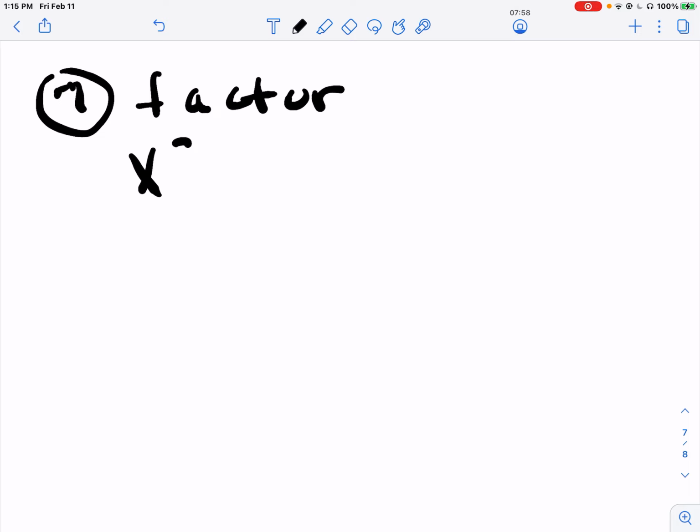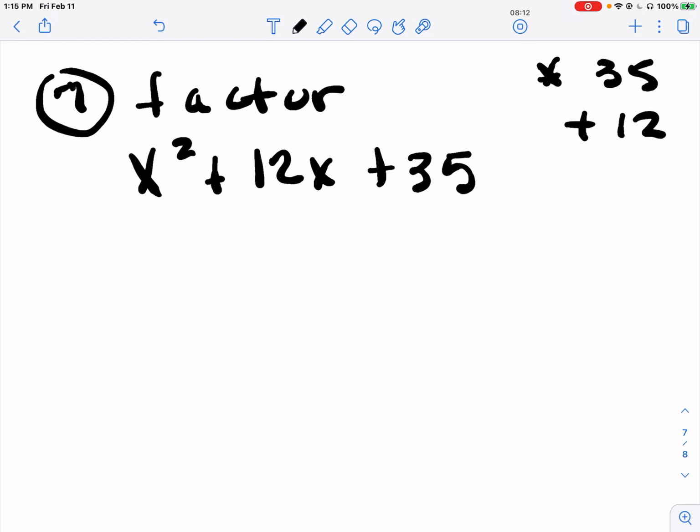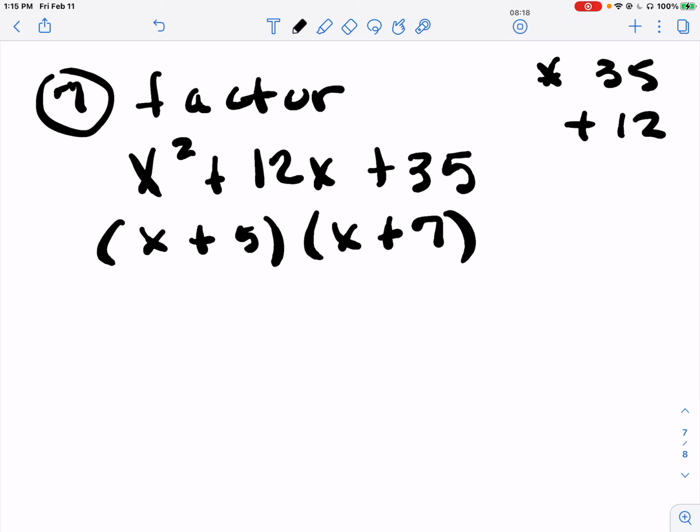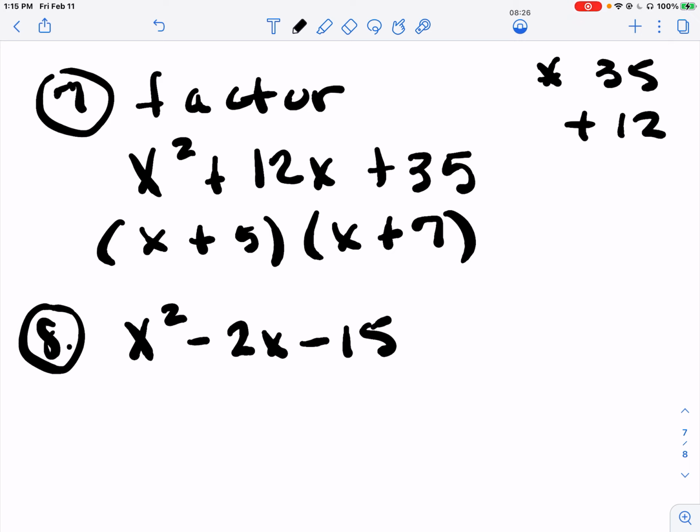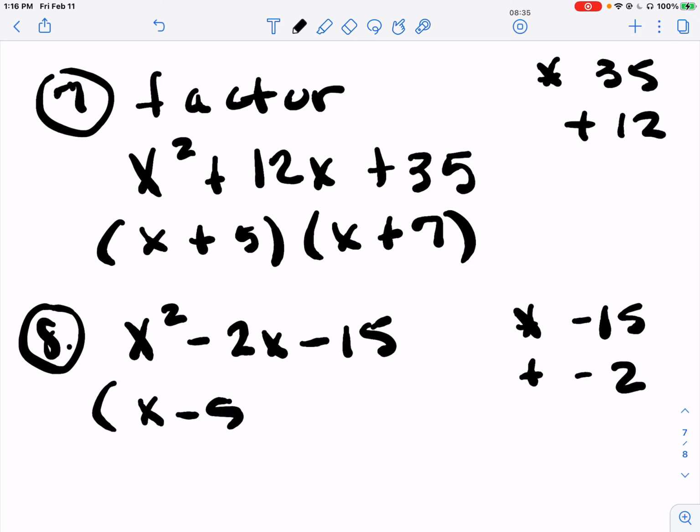Okay, now factoring. This is a trinomial with an understood 1. So we want two numbers that multiply to 35, add to 12. So that's 5 and 7. Number 8 is also a trinomial with an understood 1. Multiply to negative 15, add to negative 2. So that's a negative 5 and a positive 3.